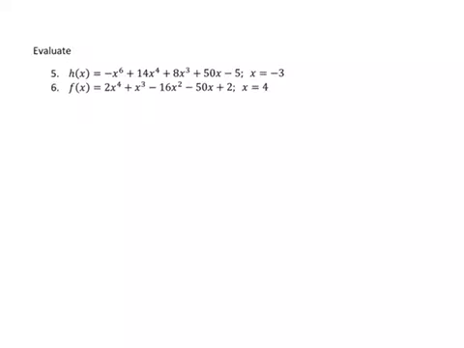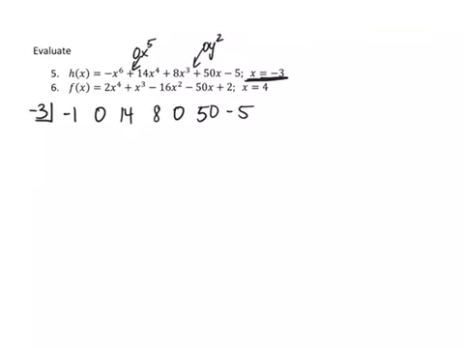Next we have evaluate, and we're going to evaluate these with synthetic substitution because it's so much faster and easier. With synthetic substitution, I'm going to use the exact number I'm given. I only change it when I'm given a factor, x plus 2 or x plus 3. So x is equal to -3, that's what I'm going to plug in. My coefficients are -1. It's missing an x to the 5th, so I'm going to put a 0, 14, there's 8x cubed, it's missing a y squared, so another 0, 50, and -5. And with synthetic substitution, my answer is what I get here.